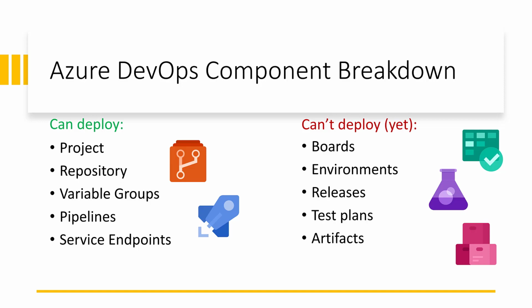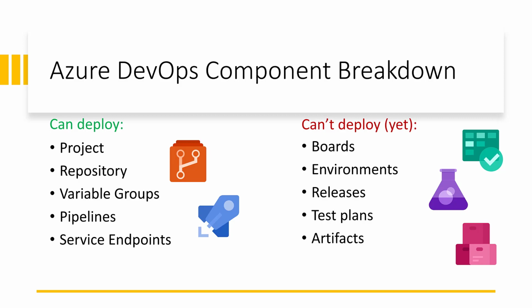Now we're going to start to dive into the Azure DevOps components and what we can and can't deploy. We're going to go through some code examples, and then we're actually going to execute this live. So on the left, things that we currently can deploy through the Azure DevOps Terraform provider, which is currently in version 0.0.1. So it's the very first iteration.